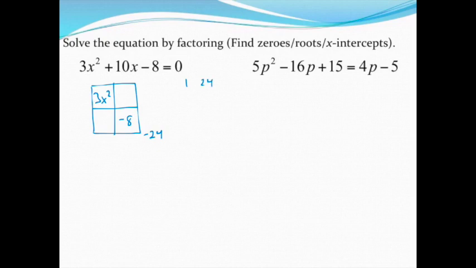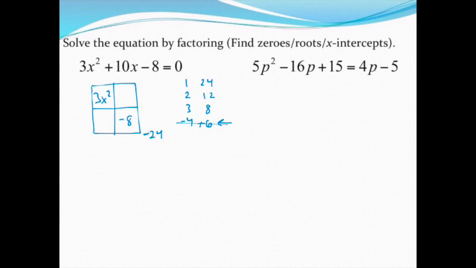I'm going to make my list of factors. 1 and 24, 2 and 12, 3 and 8 could work, 4 and 6 could work, and that's my complete list. Be careful. A lot of people are tempted to jump right at 6 and 4 because they add up to 10. But remember, since we want to multiply to something negative, I need opposite signs. So making one of those signs positive and negative, that won't work.